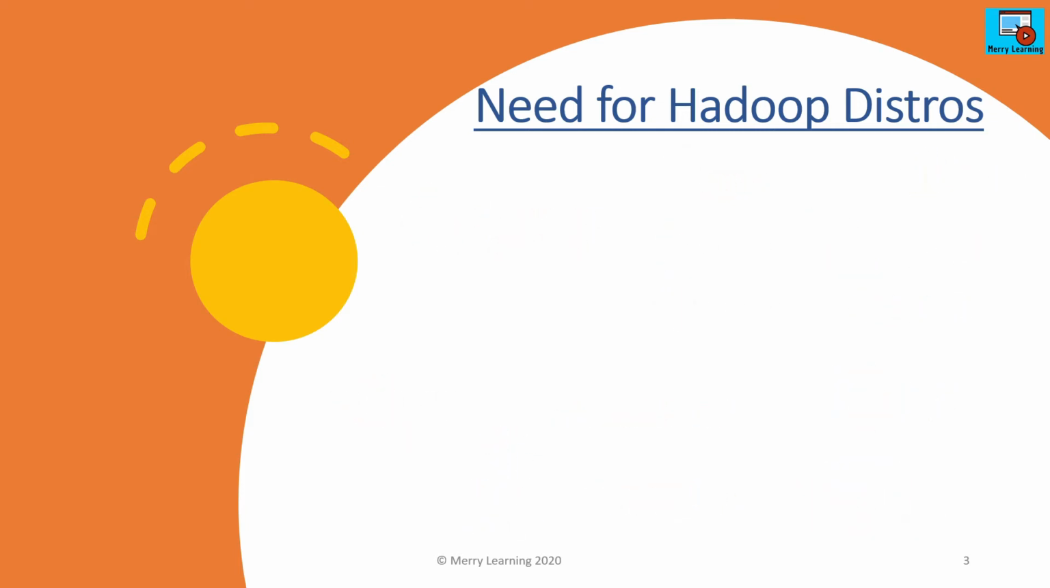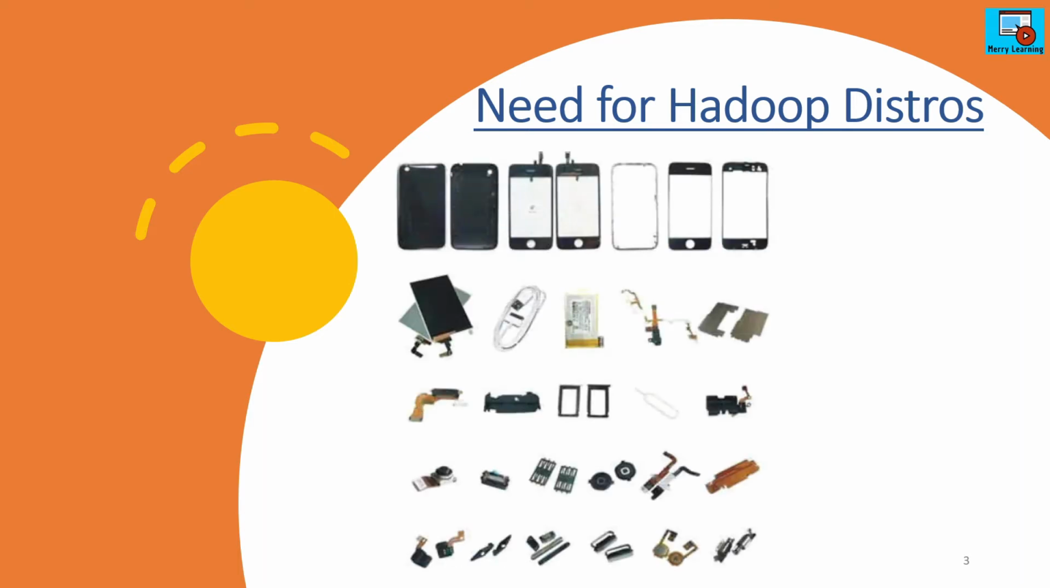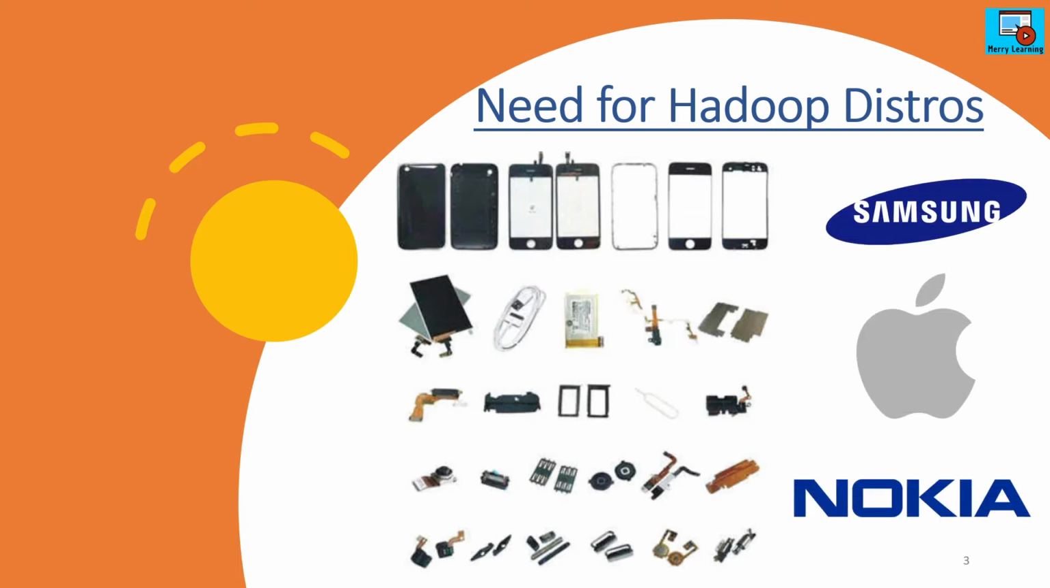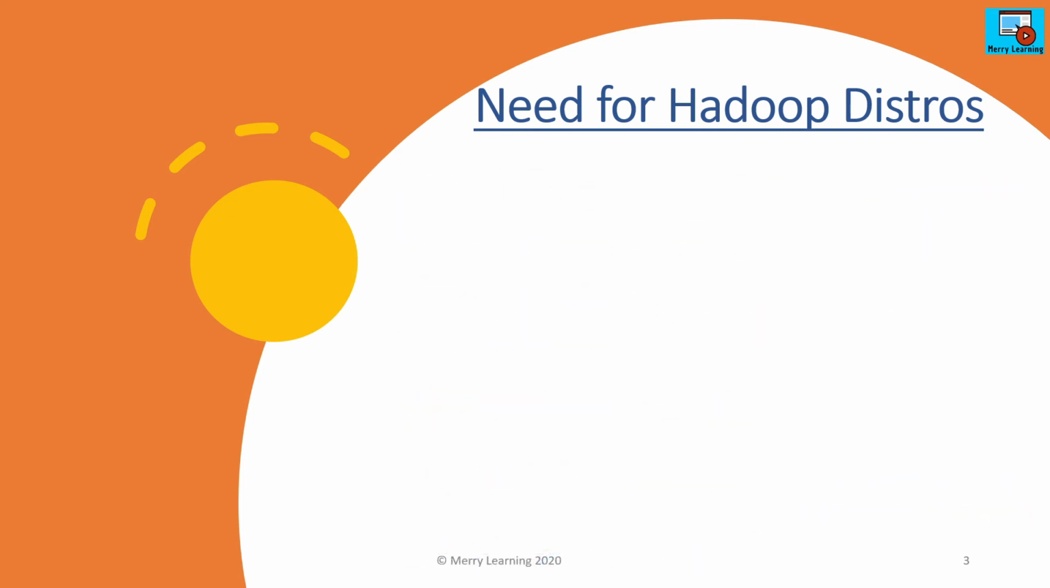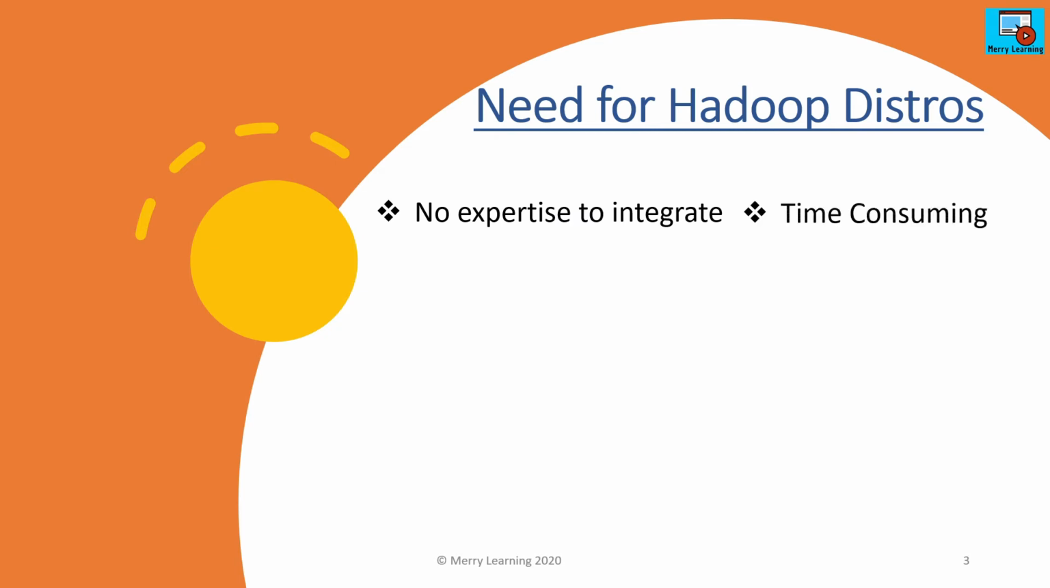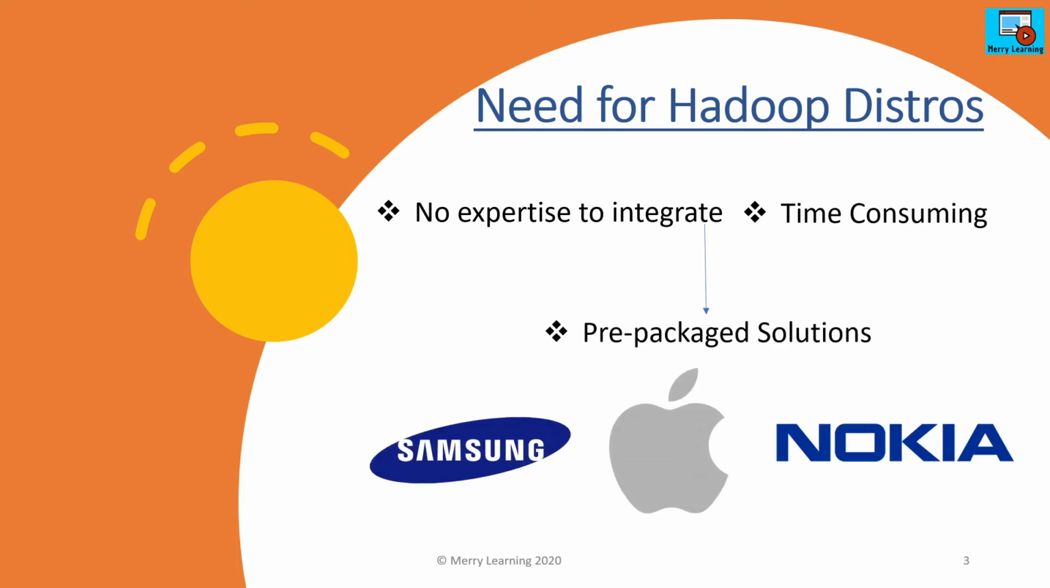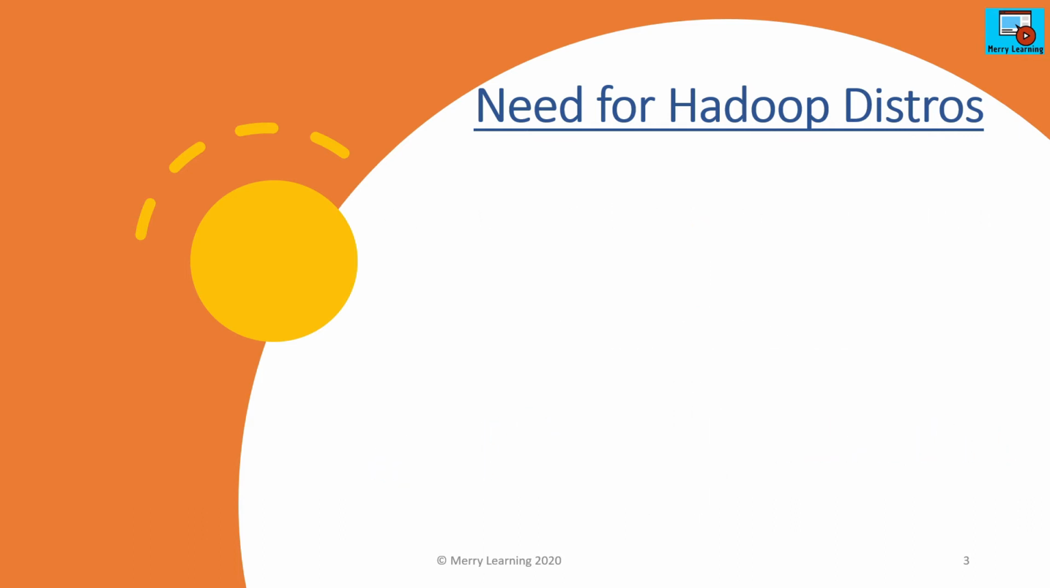Let me try to explain this with an example. We know that all the required hardware parts of a phone are available in the market, as well as the Android operating system is also available for download. But why do we buy phones from companies like Samsung, Apple, etc.? It is just because we don't have the expertise to integrate the parts, as well as it is time consuming. So what do we do? We just go to a shop and buy a prepackaged solution, basically a phone from any of the companies. Similarly, for Hadoop solutions as well, we buy Hadoop distributions.